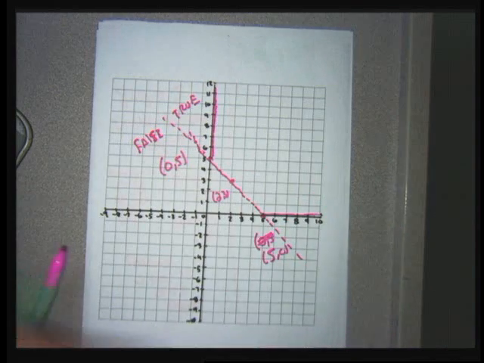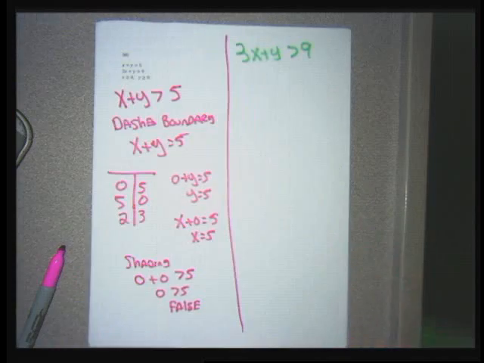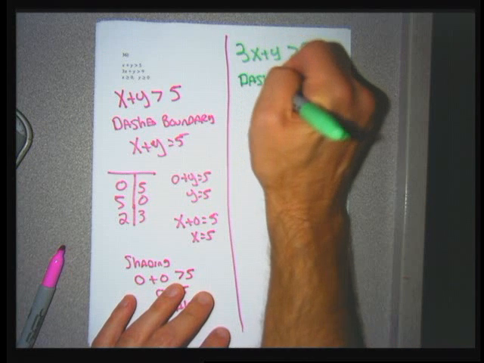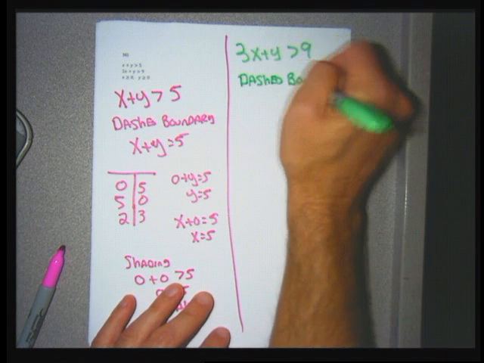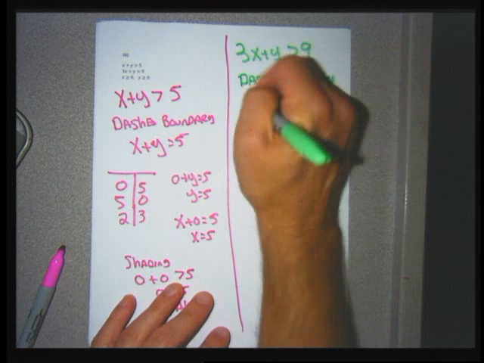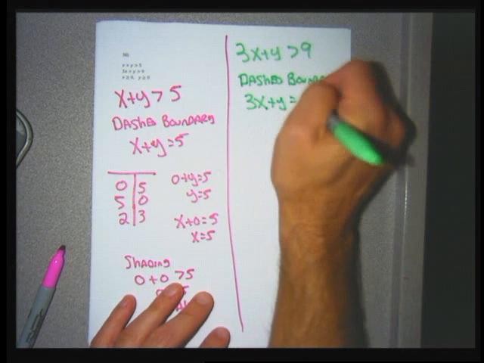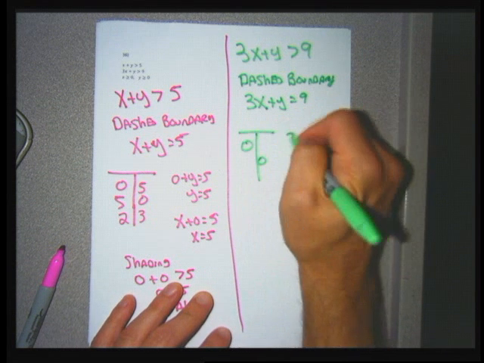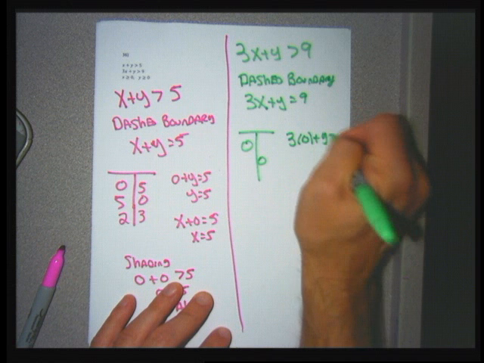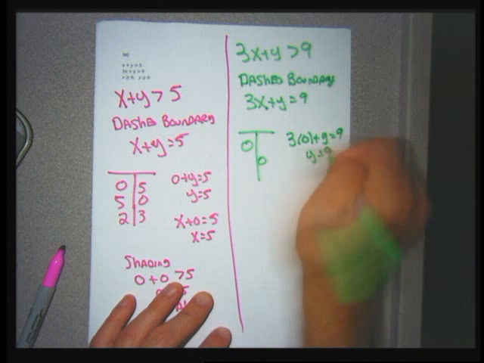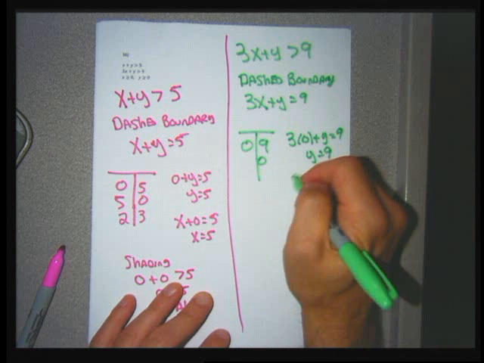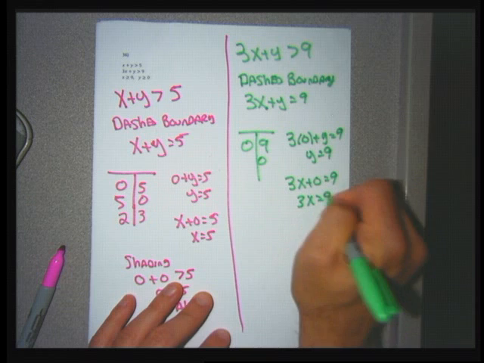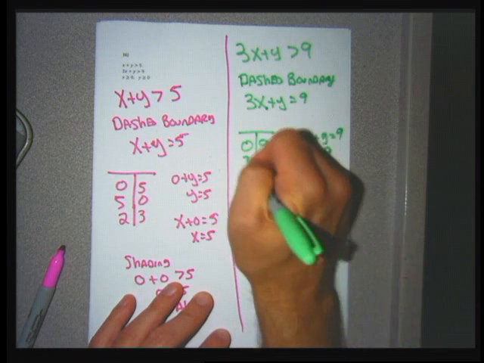For the next one, I'll do my boundary. It's a dashed boundary again. I'm working on the 3x plus y equal to 9. Do my zeros. For x equal to 0, I go 3 times 0 plus y equal to 9. That gives me y equal to 9, so I'll plot the point 0, 9. And then 3x plus 0 equal to 9 gives me 3x equal to 9, gives me x equal to 3, so the point 3, 0.